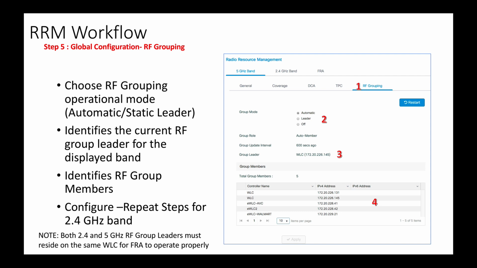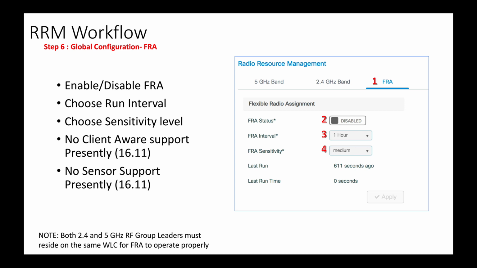RF grouping presents exactly the same, with the options of making it a leader or automatically participating in an RF group. Hierarchy depends upon the implementation type of the EWLC, the number of APs. FRA being added to the RRM menu is actually quite nice, and its features are of the 8.2 through 8.4 variety. In 8.5, we added 2 additional modes for FRA to operate in, the client aware mode and the sensor support mode. Both of these will be coming in 16.11.